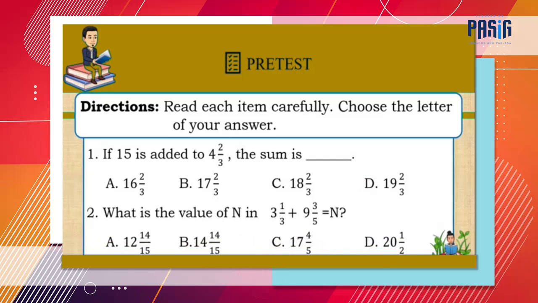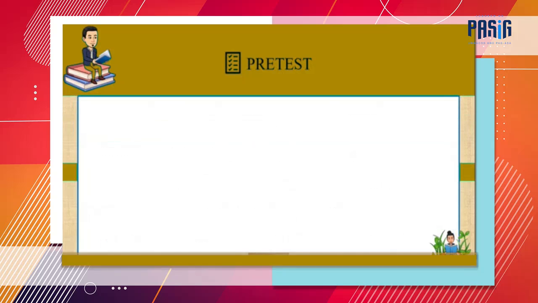Number 2. What is the value of n in 3 and 1/3 plus 9 and 3/5 equals n? A. 12 and 14/15, B. 14 and 14/15, C. 17 and 4/5, or D. 20 and 1/2. Timer starts now. Time's up. Okay, the answer is A. 12 and 14/15.